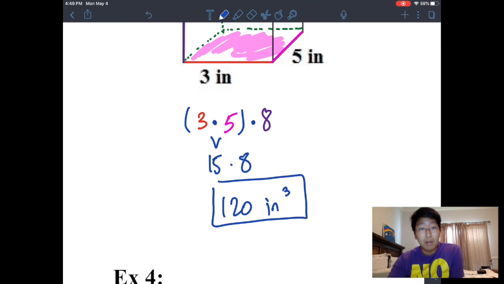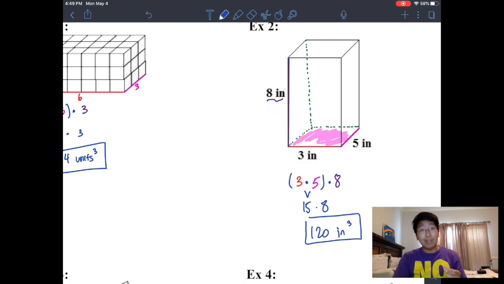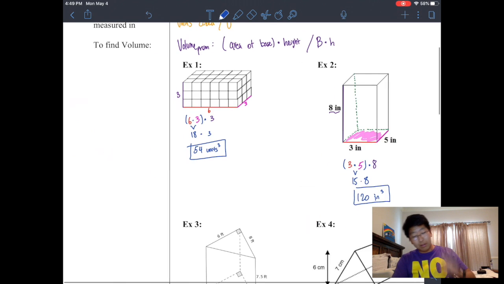So I found the area of the base, 3 times 5, and multiplied it by the height of the entire three-dimensional object. Okay. If there are 3 numbers given for a rectangular prism, most likely, not always, but most likely, you're going to be multiplying those numbers to find the volume. Make sure you are thinking though. Find the area of the base and multiply by the height.